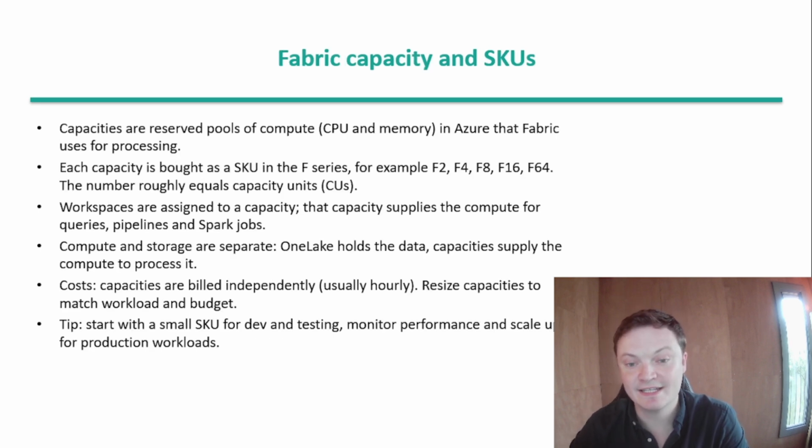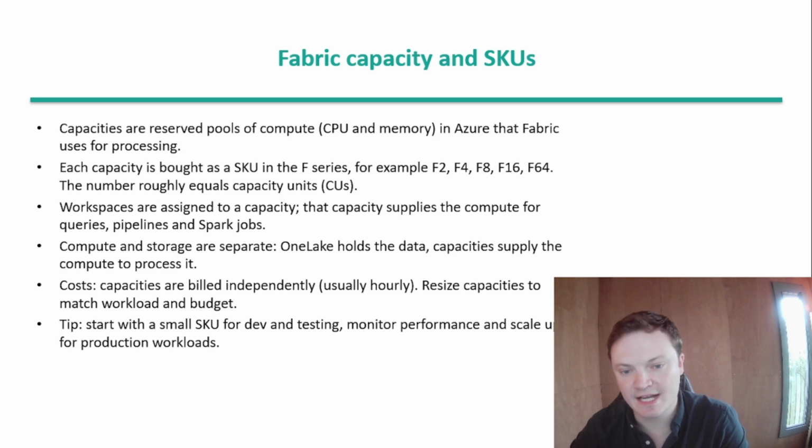Fabric capacity and SKUs. Capacities are reserved pools of compute, CPU and memory, in Azure that Fabric uses for processing. Each capacity is bought as an SKU in the F series, for example F2, F4, F8, F16 and F64. The number roughly equals capacity units. Workspaces are assigned to a capacity. That capacity supplies the compute for queries and pipelines.